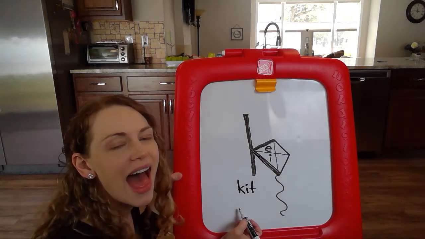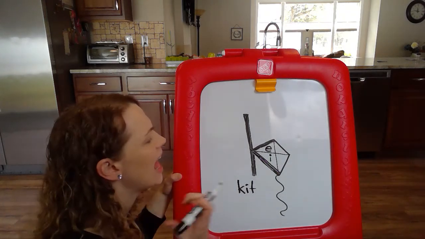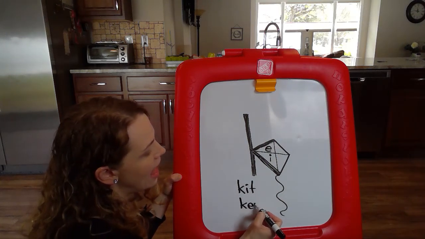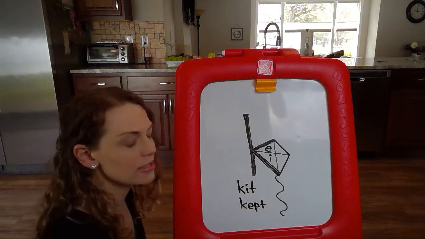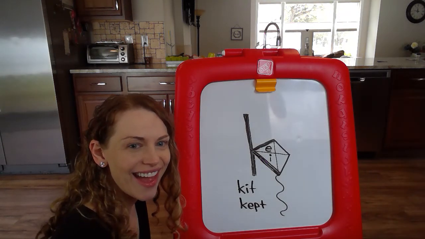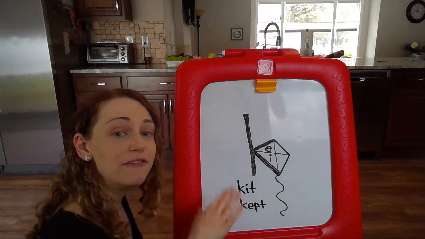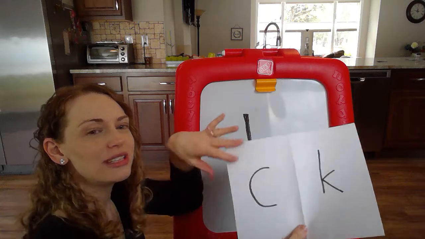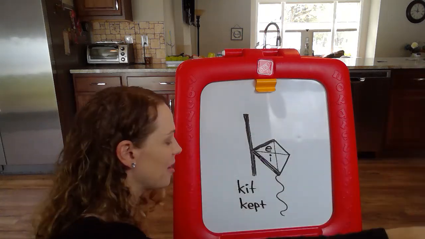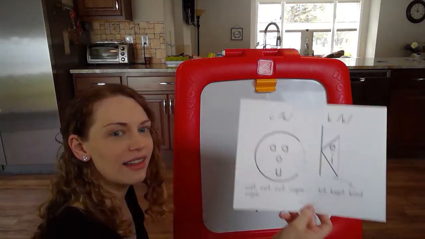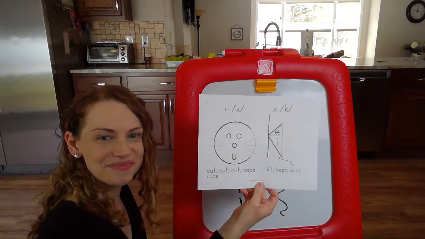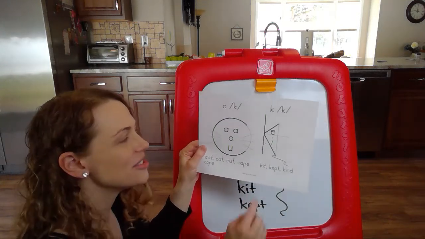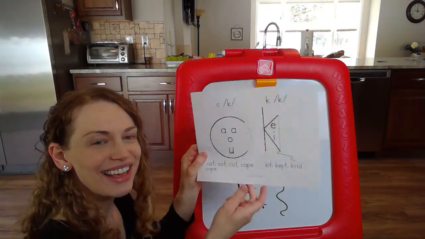What about the word kept? Has an E. Kept also would start with a K. Excellent. Take your time finishing your K so that you've got your own poster with C on one side and K on the other. And then it might look a little something like this. C takes A-O-N-U. K takes the other two, E-I. Can you do that with me?